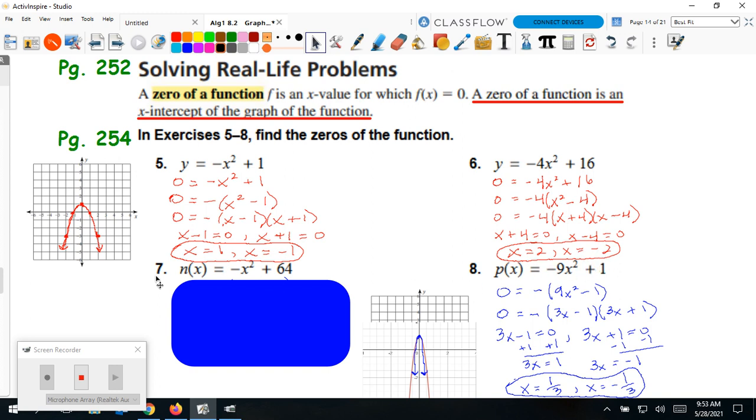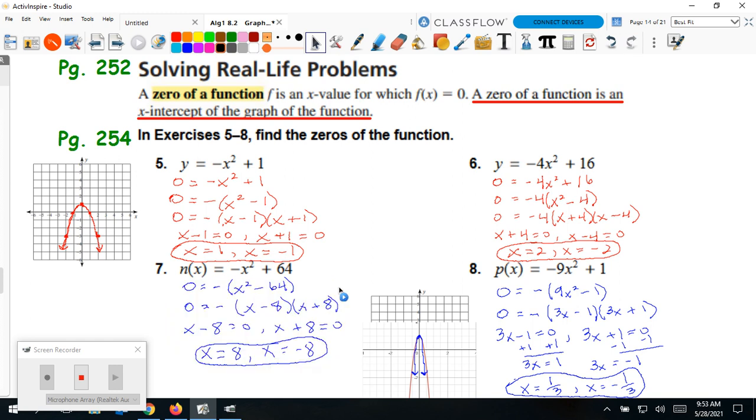Number 7. Our answer for number 7 here should be 8 and negative 8. This one you just need to factor out the negative and you get x squared minus 64. There's another difference of squares. So you get x minus 8, x plus 8. And so that way you set both of them equal to 0, not equal to each other, using zero product property. Solve for x by adding 8 and subtracting 8. So that's what your answer should be.